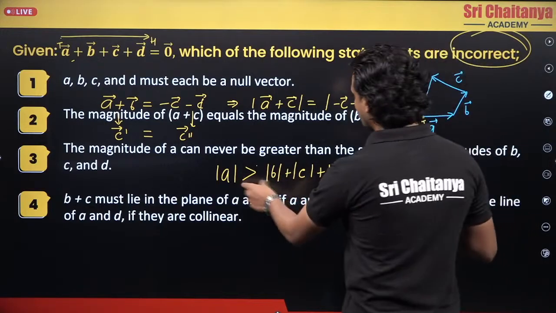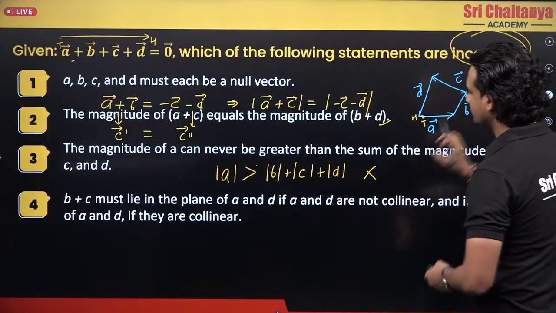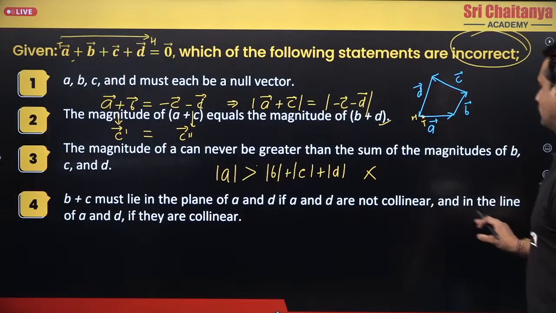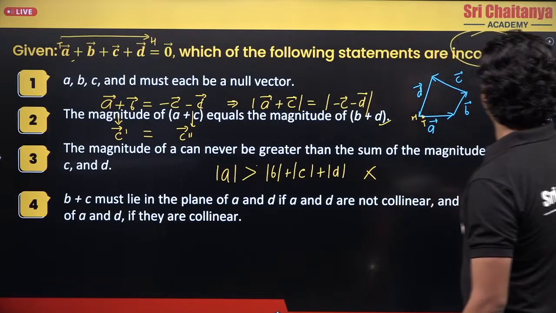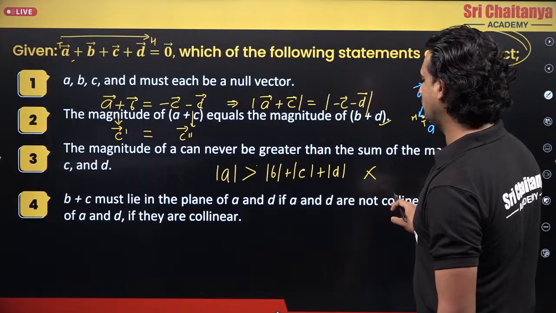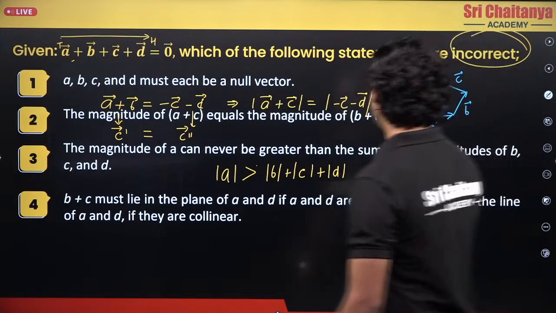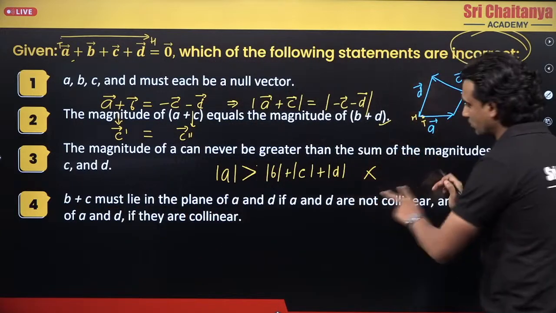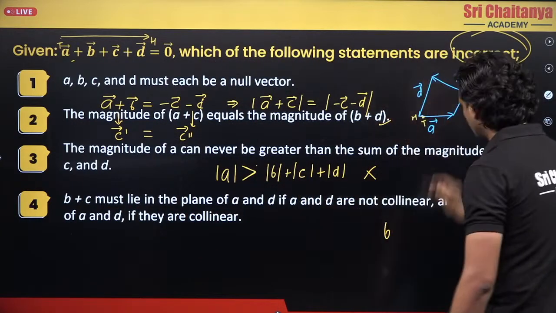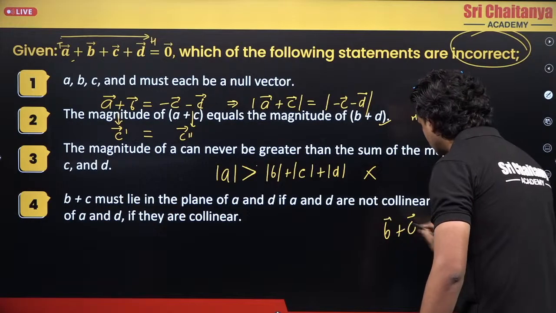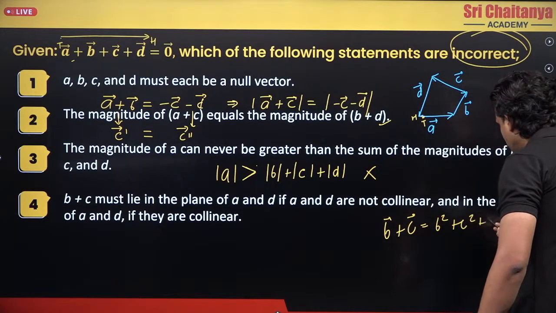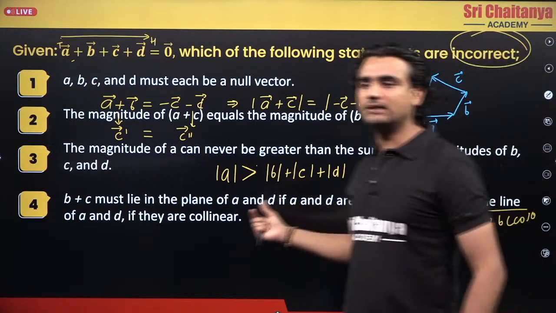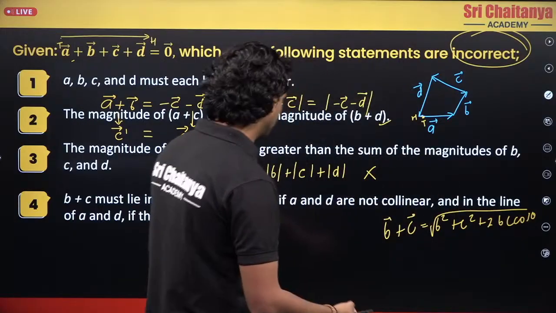Obviously he is trying to say that this is not possible, because if I calculate the individual vectors, then for B plus C, if B and C are two vectors, how will I calculate the resultant? The magnitude of this will be the square root of B square plus C square plus 2BC cos theta. What is theta? Theta is the angle between the two vectors which we are trying to calculate.